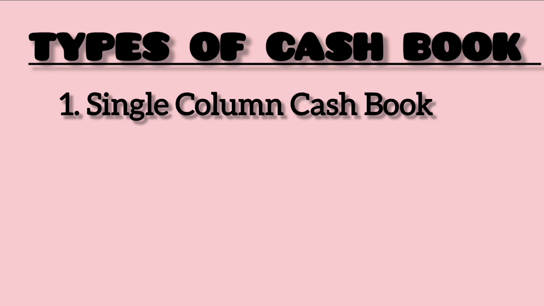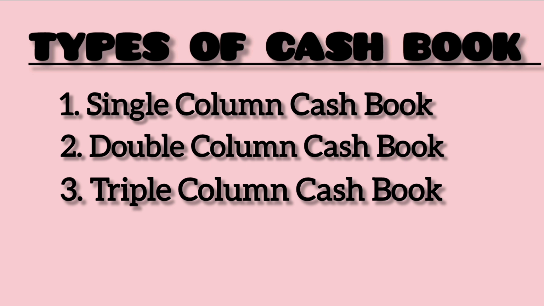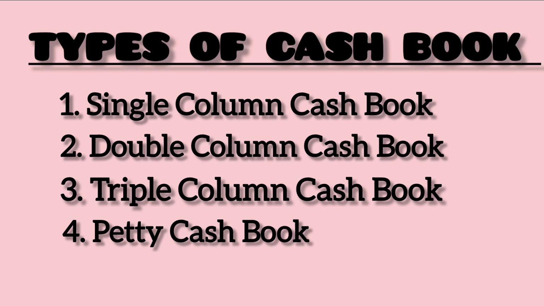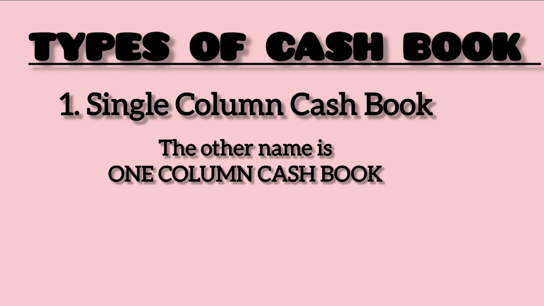Number one is single column cash book. Number two is double column cash book. Number three is triple column cash book. And number four is petty cash book. Now let's talk about the first type, which is single column cash book. It is also known as one column cash book, which means under this type of cash book, we have only one amount column, which is cash.